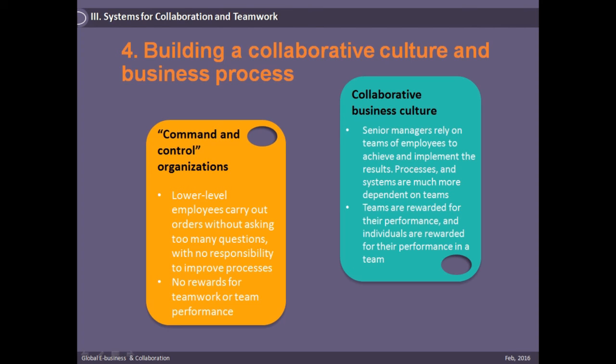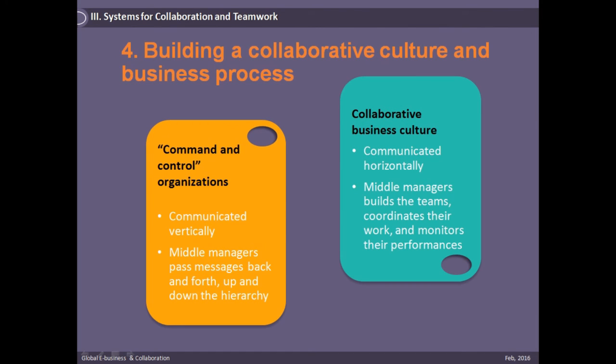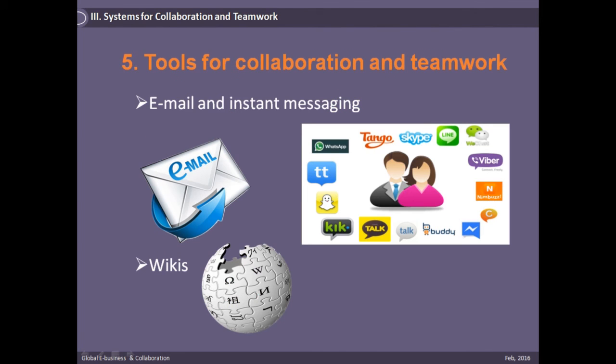However, in a collaborative business culture, senior managers rely on teams of employees to achieve and implement the results. Processes and systems are much more dependent on teams. Teams are rewarded for their performance, and individuals are rewarded for their performance in a team. Also, in command and control, we communicate vertically, and middle managers pass messages back and forth, up and down the hierarchy. In a collaborative business culture, we communicate horizontally, and middle managers build teams, coordinate with them, and monitor their performance.